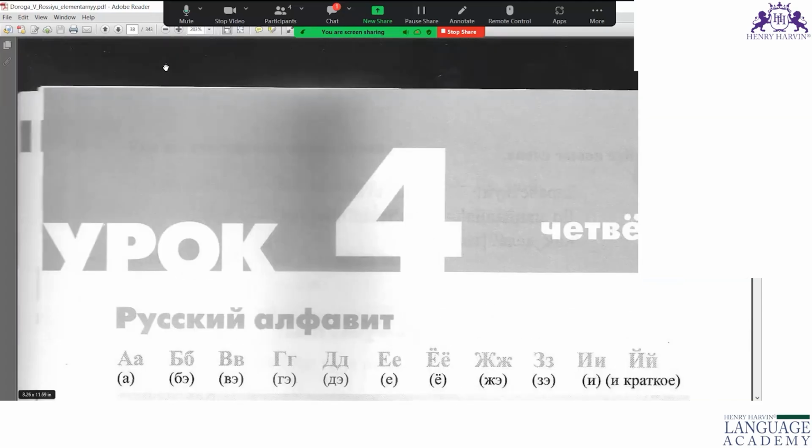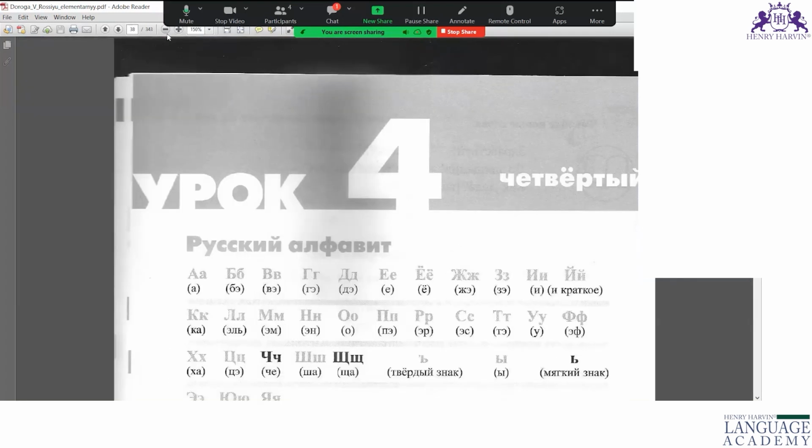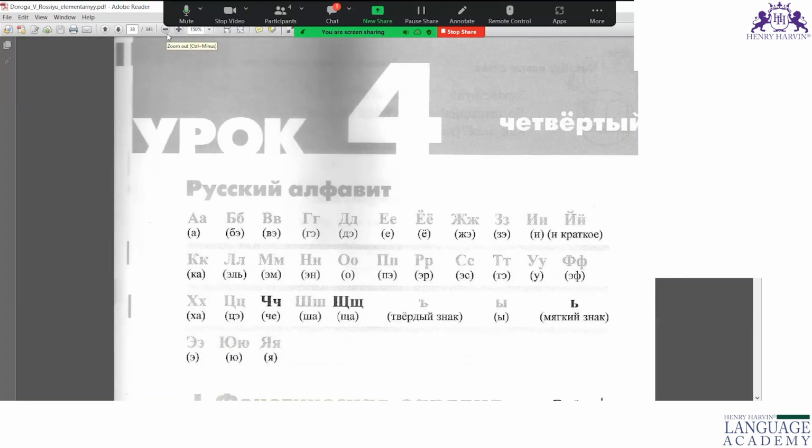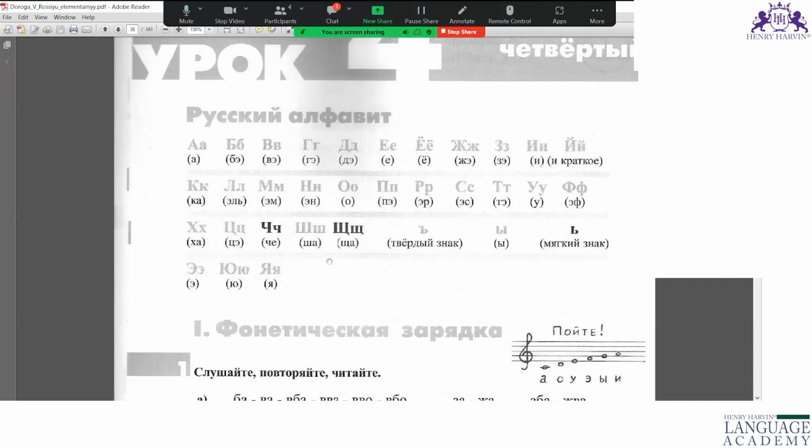Today's lesson 4, урок 4. Out of the alphabet, today we have only 3 letters: ch, sh, and мягкий знак. Мягкий знак is only the name of a letter. It is soft sign. How to use it we are going to learn today.